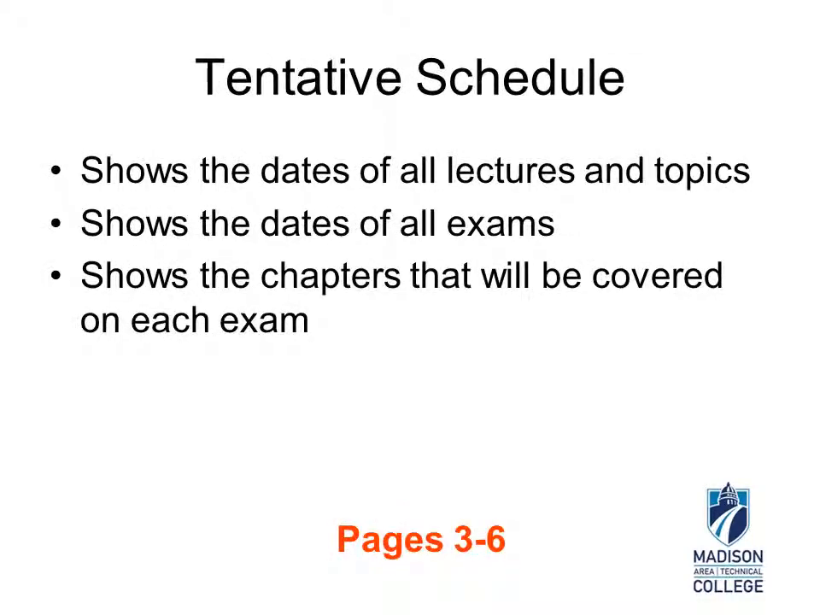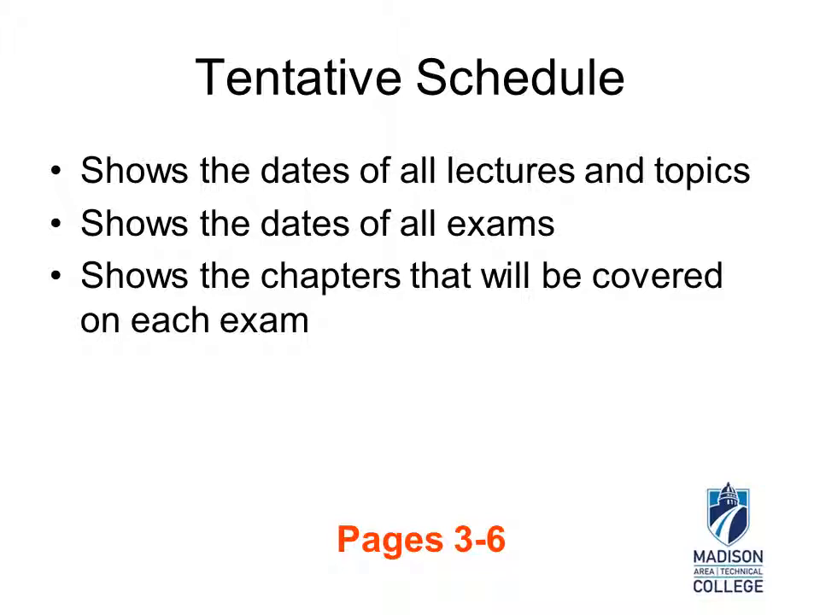A tentative schedule is shown on pages 3 through 6. If you look at the schedule, you'll see that for each week, I show the exact dates that we will meet for lecture and the topics that I intend to cover. Also, you'll see the dates of all the exams and also the chapters from your book that will be covered on each exam. Now, this is a tentative schedule because we may cover the material a little faster or a little slower than what I have actually listed on the schedule.